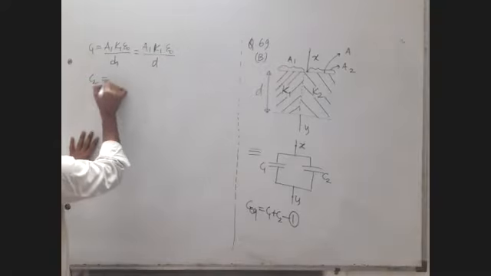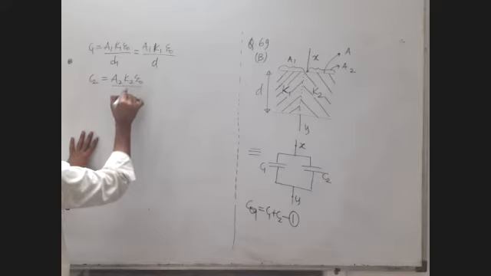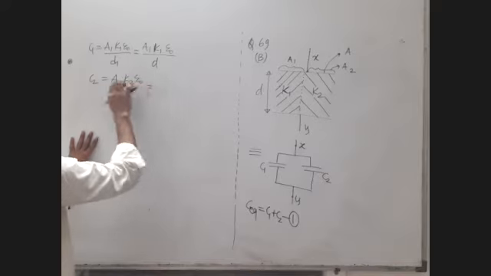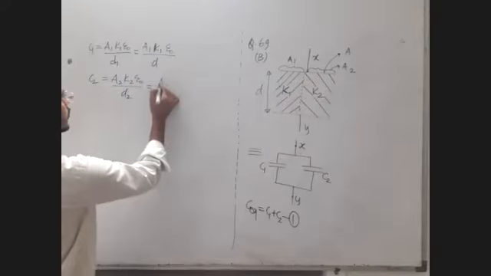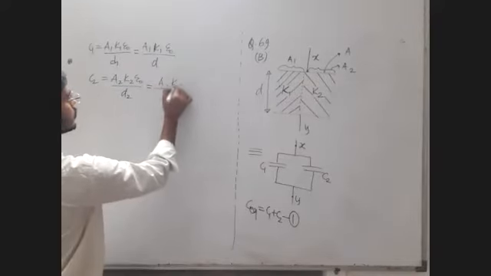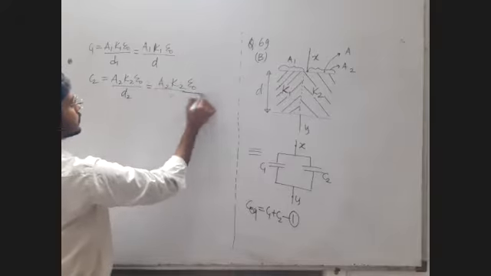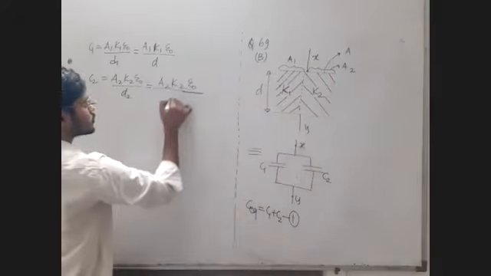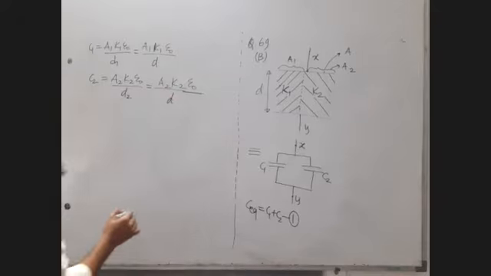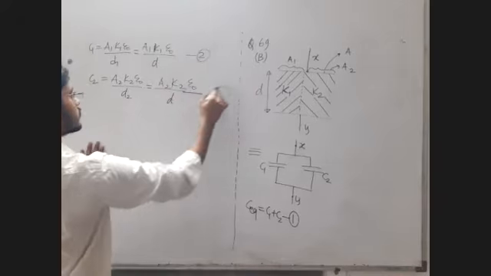Now C2. A2 K2 epsilon 0 upon D2. A2 is A2, K2 is K2, epsilon 0 is universally the same, upon D2. No need to say D2, it's small d. Okay. So now you have C1 and now you have C2.